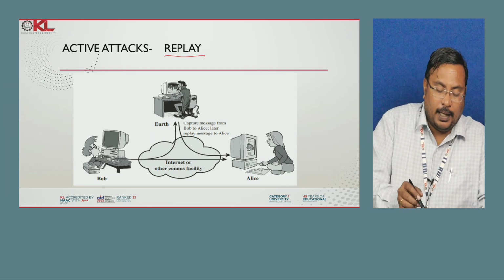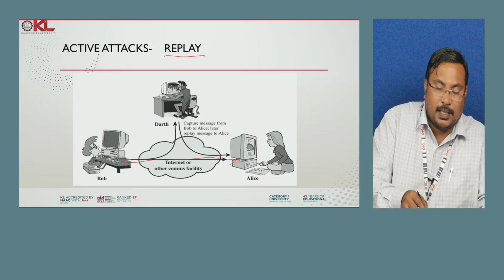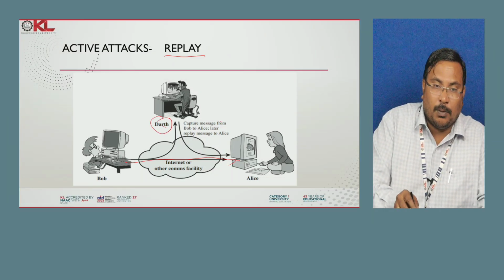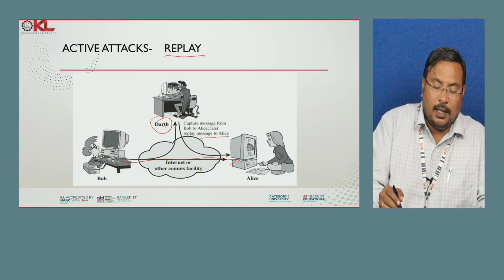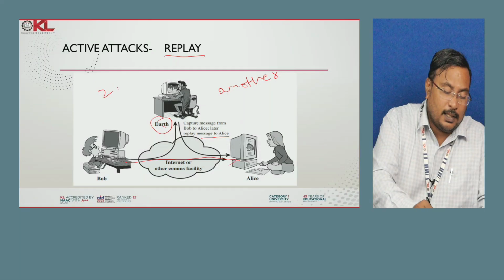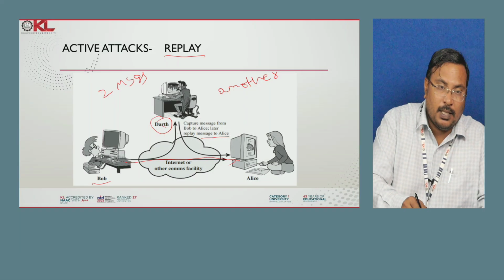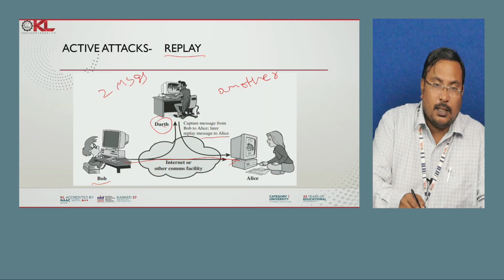So what is this replay attack? Bob sends a message to Alice, but before it reaches her, it reaches the middleman Darth, and he captures the message from Bob to Alice. Later he replays the same message to Alice. He may also send another message, so sometimes you will get two messages at a time: one from Bob and another from the middleman. From that you can understand that this may be hacked.